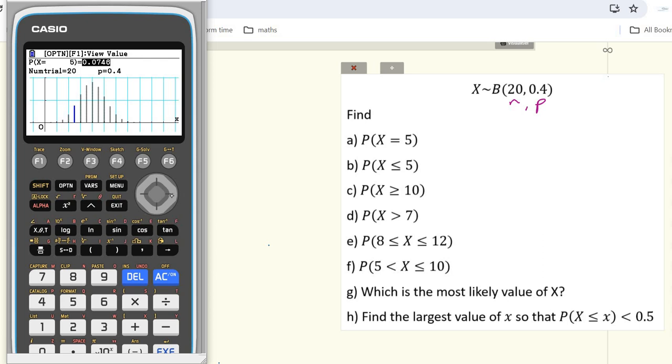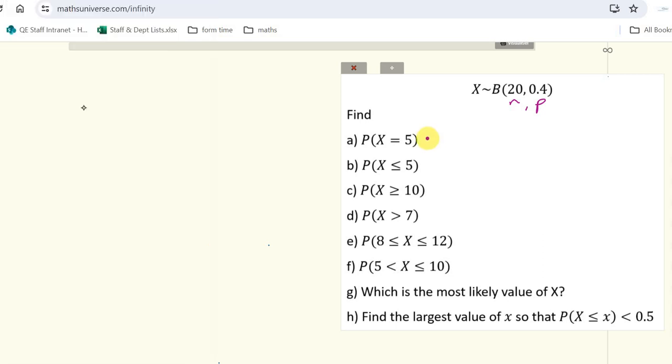Now, the only problem with this lovely calculator is that it truncates numbers rather than rounding them. So if you have to report to 3 significant figures, read the instructions at the top of the calculator. It says Options F1 to view. So Options F1 lets us see the value more exactly, and we can see that this one would indeed round to 0.0746. So I'm going to write that down: 0.0746.